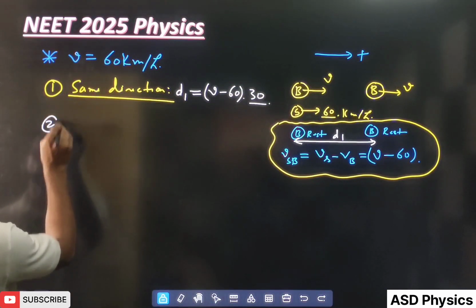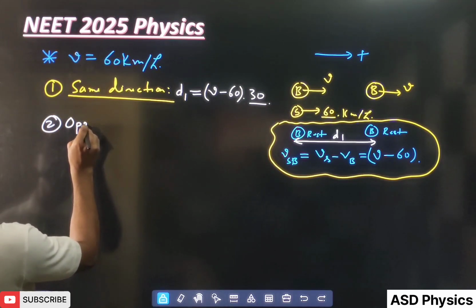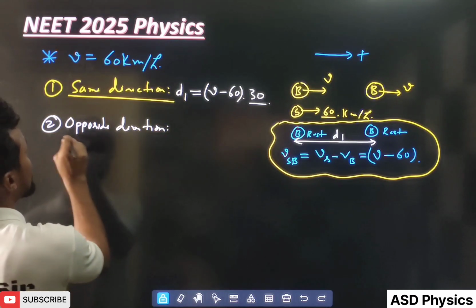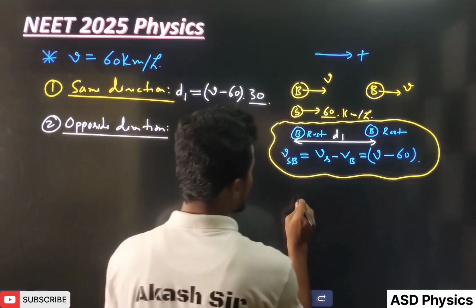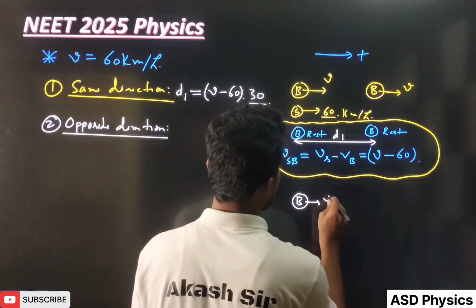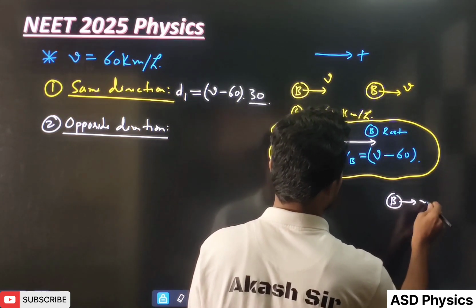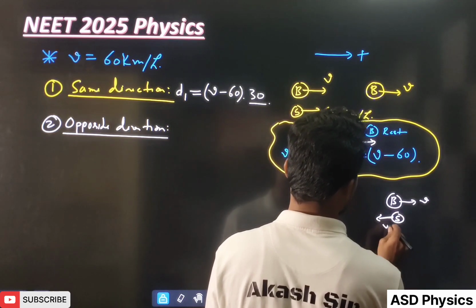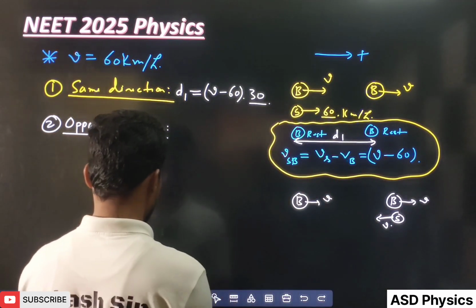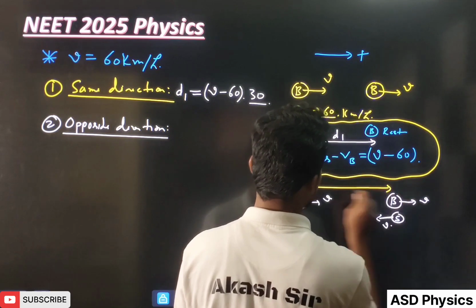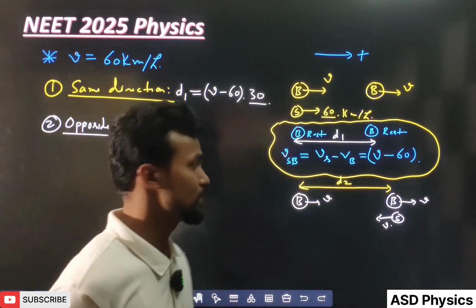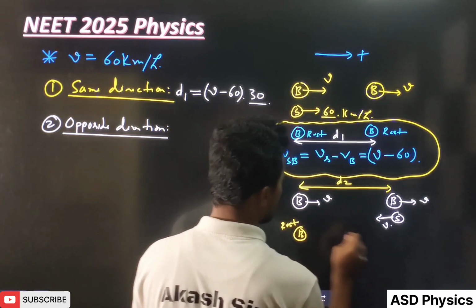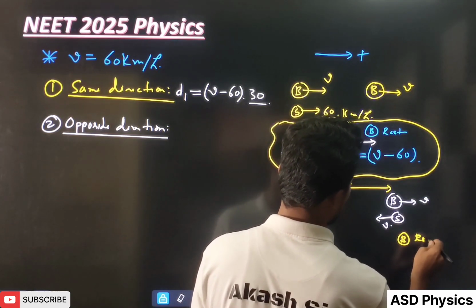After that, second, if I go for the opposite direction, you know very well. Let's take this is the bus with velocity V, this is also a bus with velocity V. And what is happening now? The scooty is coming in the opposite direction with speed 60. Let's take the distance between the buses as D2. So again I will use the hypothetical situation, where this bus is at rest and this bus is also at rest.